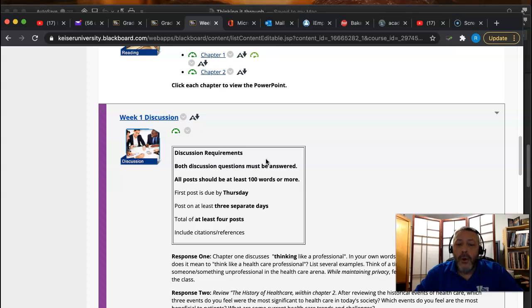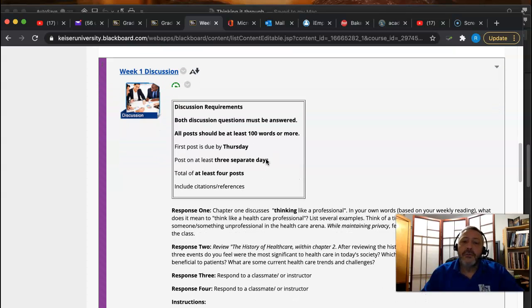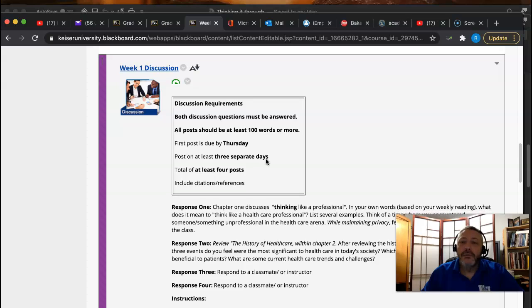And I will point out, because this is something that a lot of students did even as late as last term, it says both discussion questions must be answered. So it's not a choice of whether you answer one or the other. You must answer both of the responses below. And all of your posts must be 100 words in length. If not, you will lose points for that.